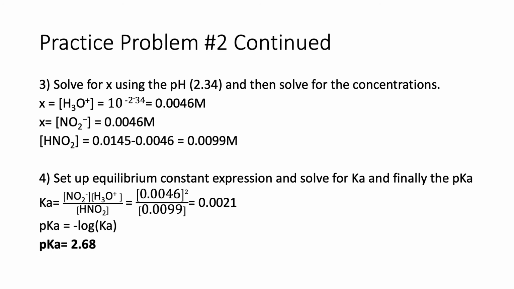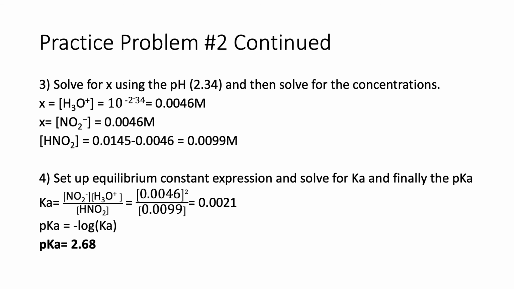We also know that the concentration of NO2- is equal to the concentration of hydronium. So we're also going to get a value of 0.0046 moles per liter for that concentration. From the ICE chart, we know that the concentration of HNO2 is equal to 0.0145 subtract X. In this case, X is 0.0046. So when we put that into our calculator, we're going to get a value of 0.0099 moles per liter.